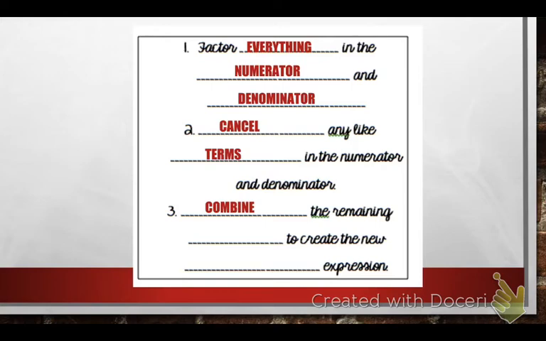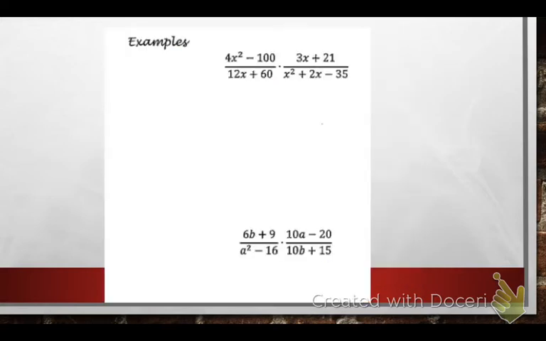And then the last step is to combine the remaining terms that haven't been canceled to create the rational expression. So it would look something like this: 4x squared minus 100 over 12x plus 60, times 3x plus 21 over x squared plus 2x minus 30. Remember that with fractions, we multiply numerator with numerator and denominator with denominator. But to help us out, we're going to use these smaller pieces when we factor.